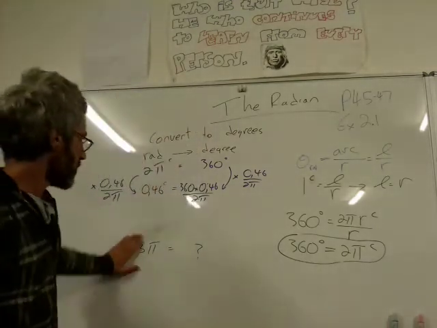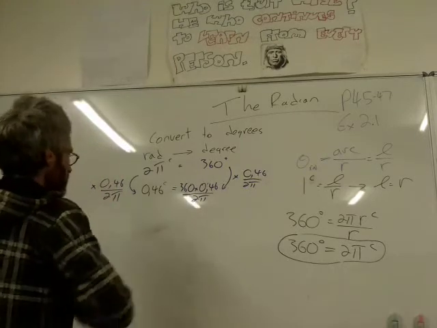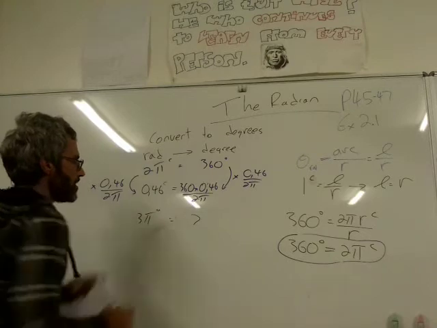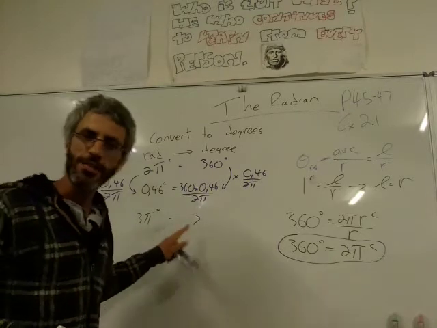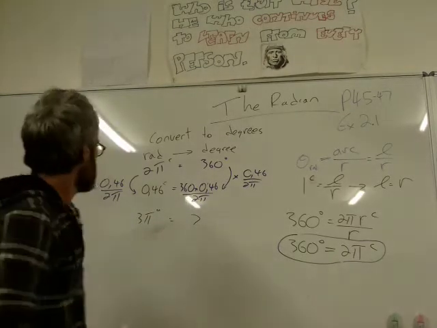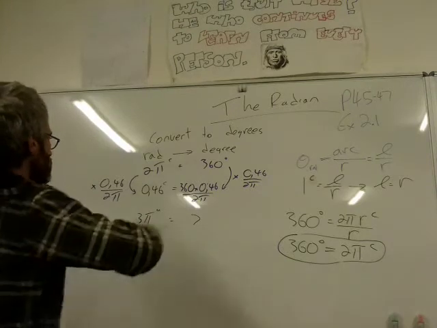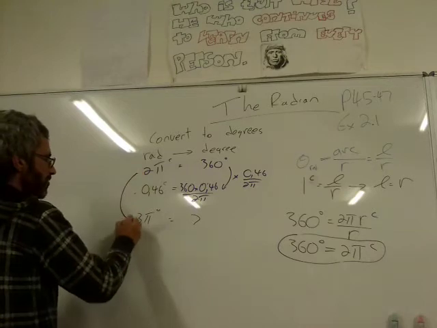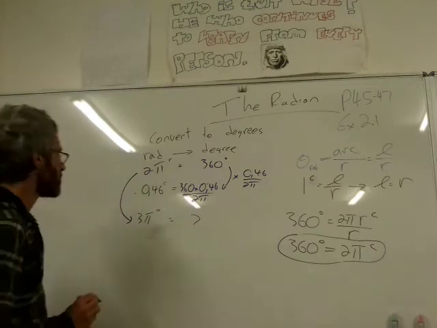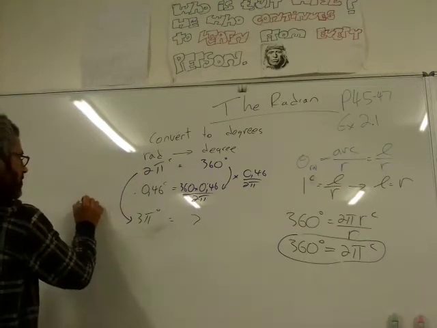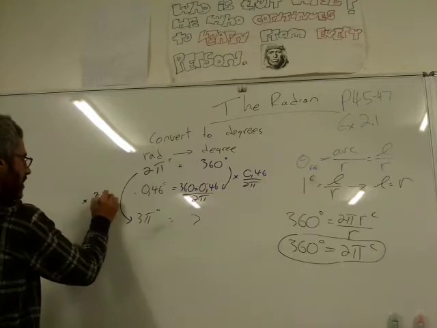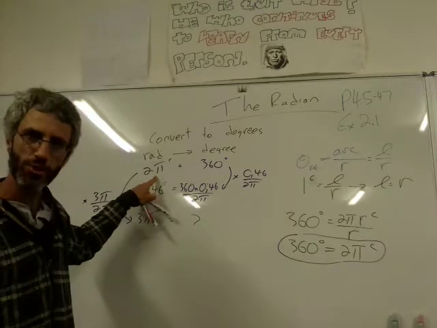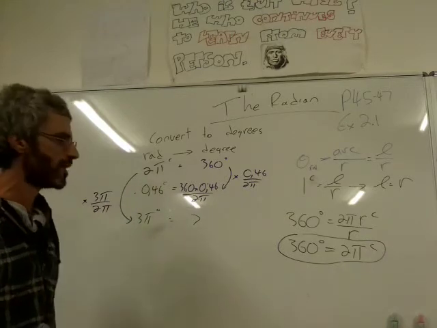So in this question, I'll just move it up a little bit higher, 3 pi. The question is, how many degrees is 3 pi radians? Again, that's pretty easy. I'm just going to erase this bit here. So I need to ask myself, how did I go from 2 pi to 3 pi? And the answer is, I multiplied it by 3 pi divided by 2 pi. Divide by 2 pi to cancel the 2 pi, multiply that 1 by 3 pi to get 3 pi.